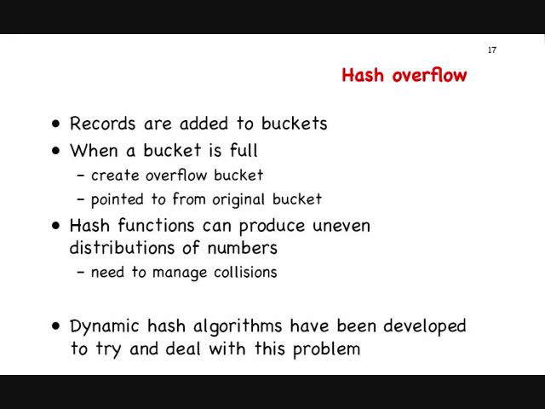Now, we keep adding records to our buckets until we get unlucky and our bucket gets full, in which case we have to create an overflow. At the end of that bucket, that group of pages, we put a pointer to where the overflow is. And if we haven't got a very good hash function, we'll get uneven distributions. We won't get an even distribution of records over our buckets, so we have to manage collisions and so on. There are better hash algorithms to do this, but they're not all perfect.